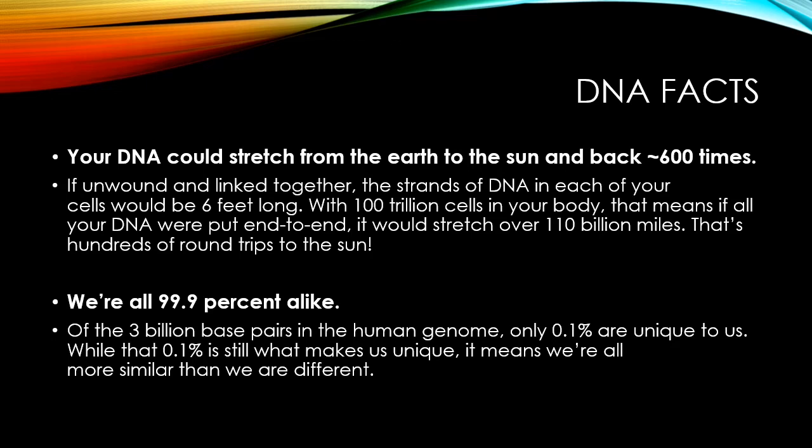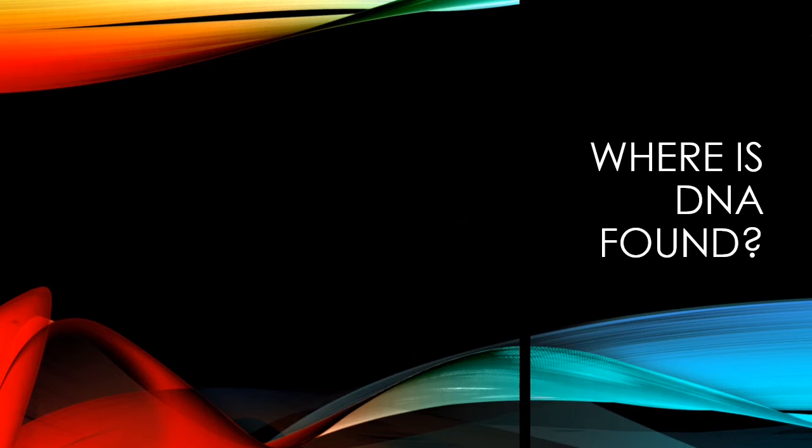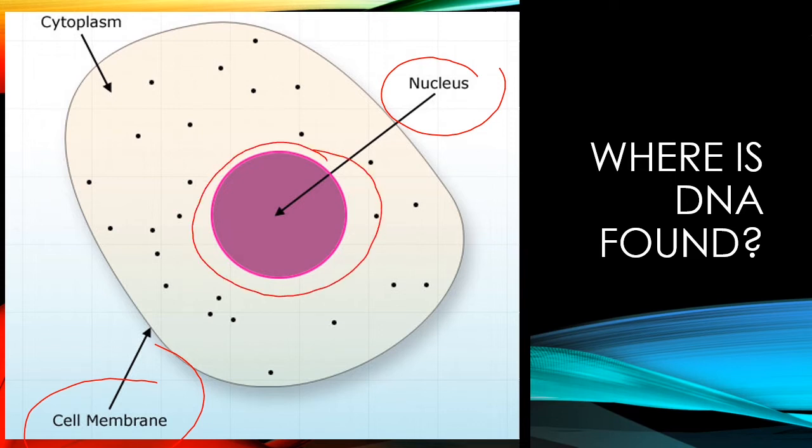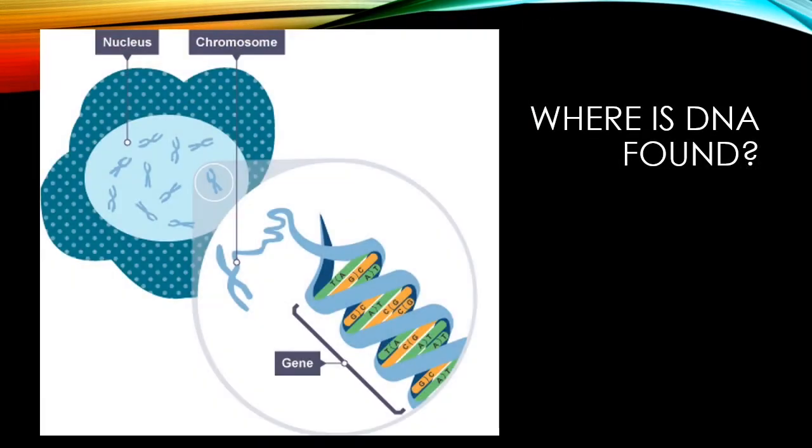So then, where is DNA found? Well, we know of course it's found inside the nucleus. We've got the cell membrane here, the cytoplasm here, and of course the nucleus. Now inside the nucleus we have our DNA. Again we zoom into the nucleus. We have the nucleus here, this is it.